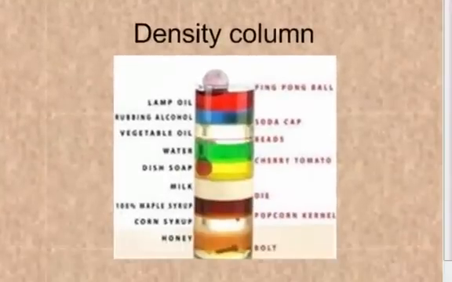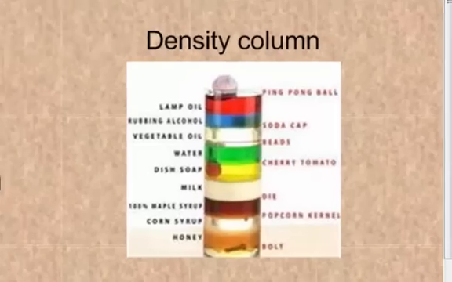I just threw up a picture of a density column. You can see water is green. And water has a density of 1, which my next slide shows. But it shows you that vegetable oil, rubbing alcohol, and lamp oil are all less than 1 because they're floating, with ping pong balls on the very top of that. And below that, dish soap, milk, maple syrup, corn syrup, and honey are below water, so they must have a density greater than 1. I also have one of those things on my desk, so you can see that density column.